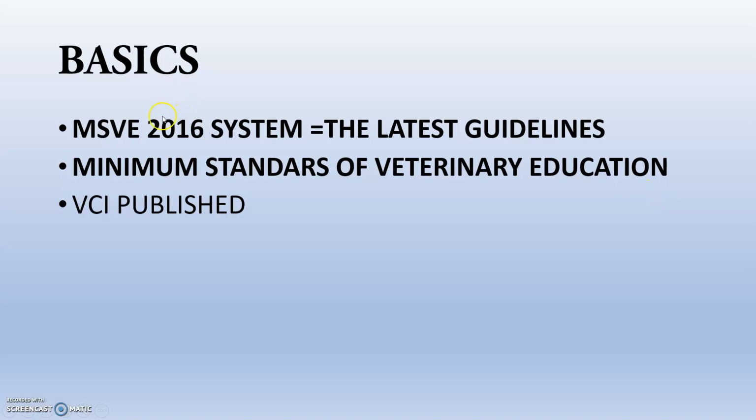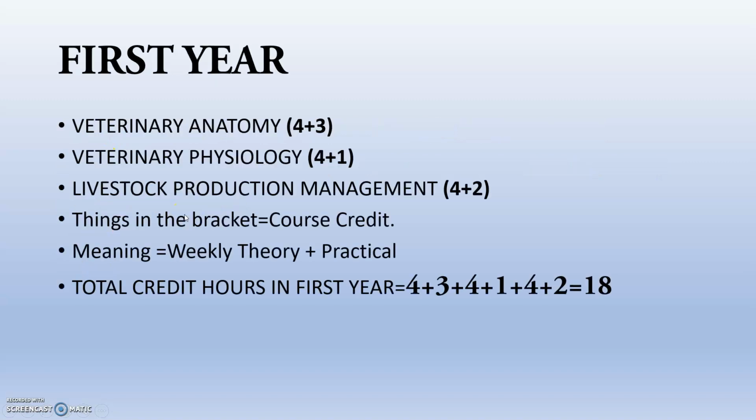So, basics: the MSVE 2016 system, they are the latest guidelines. Minimum Standards of Veterinary Education, that is actually MSVE. VCI published it. We'll be dealing with the first year and telling the marking system, so everybody can understand. We'll be having three subjects mainly in the credit section, that is veterinary anatomy, veterinary physiology, and livestock production management. These are the three subjects mainly in the first professional academic year.